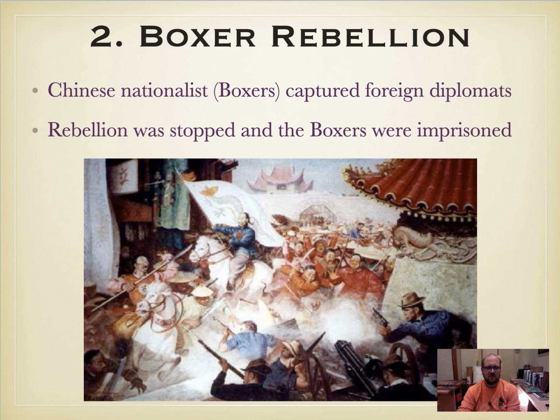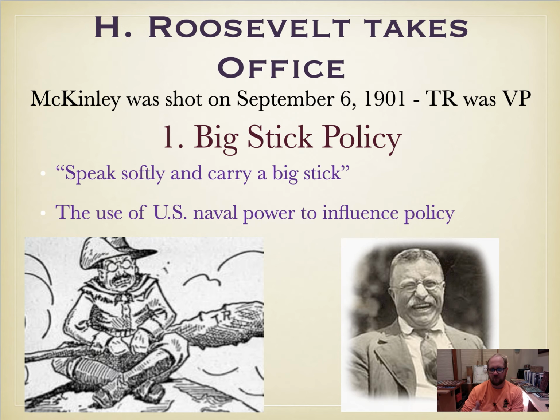And then we have the presidencies of Roosevelt, Taft, and Wilson. Roosevelt is going to be very imperialistic. He's going to be very bullish on imperialism. His policy is called the big stick policy. Speak softly and carry a big stick, he says. Again, use the strong arm of your Navy as your major negotiating tool.